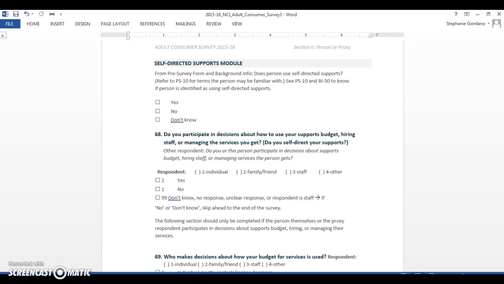If it's a yes, you would follow up with whether the person who's answering participates in decisions about how to use the supports budget, hiring staff, or managing the services that they get. If the response to this is a no, you would go ahead and skip the rest of the questions in this self-directed supports module. However, if the person does participate in any of those aspects of decision making, you would go on to ask the follow-up questions.